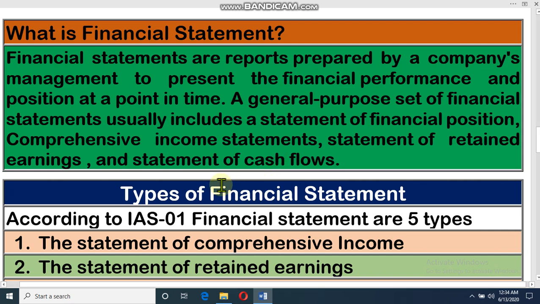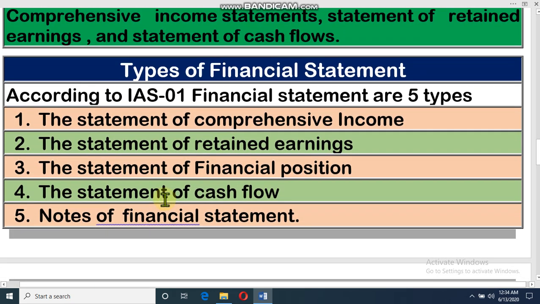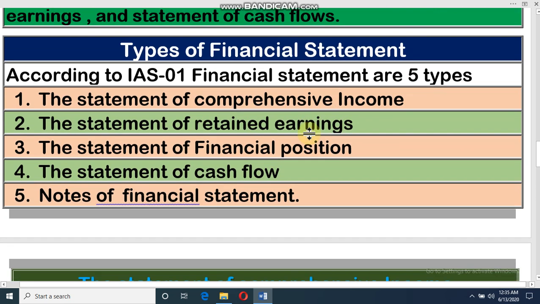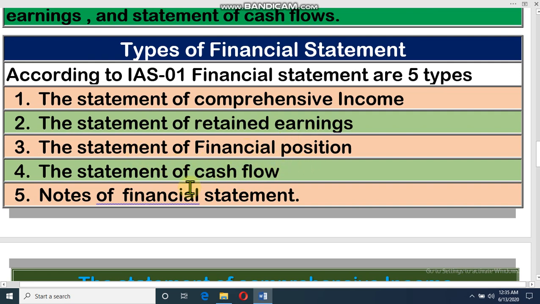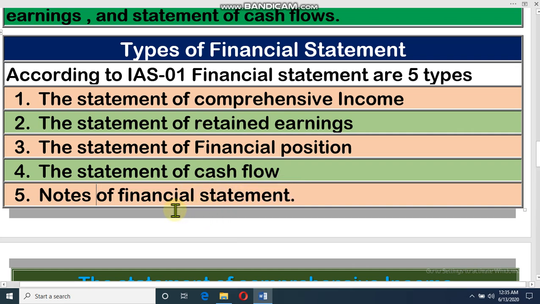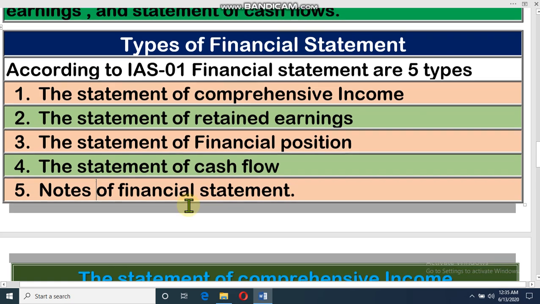Dear student, now types of financial statement. According to IAS 1, we know that IAS means International Accounting Standard, and this IAS says that financial statements of joint stock companies are mainly five types. Number one, the statement of comprehensive income. Number two, the statement of retained earnings. Number three, the statement of financial position. Number four, the statement of cash flow. And last of all, notes of financial statement. That means in the financial statement, whatever assumptions, whatever things we consider, that is notes of financial statement.